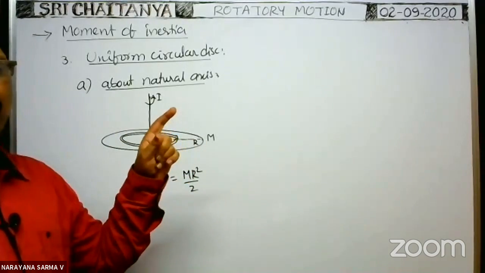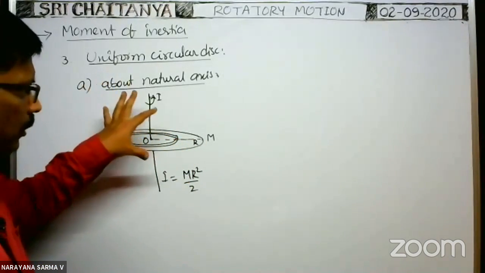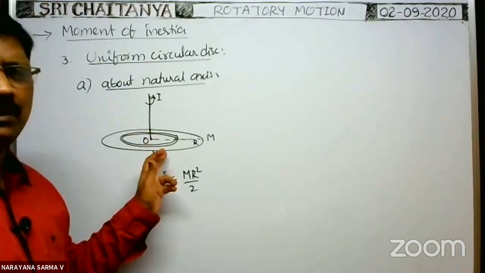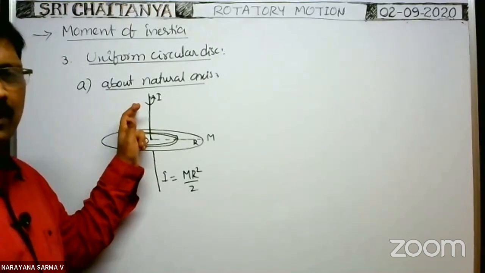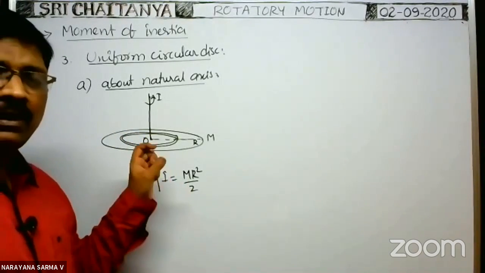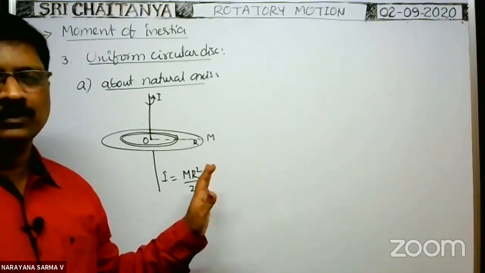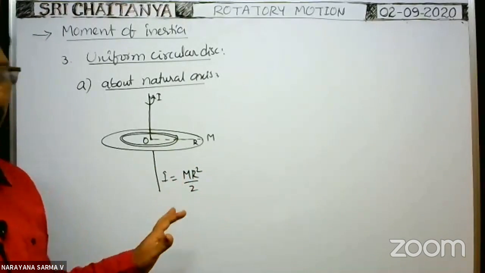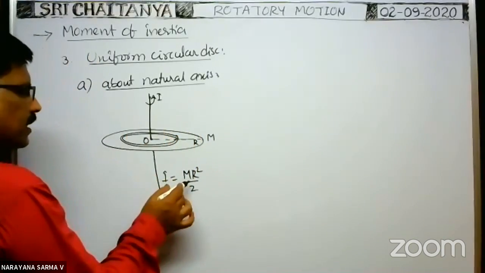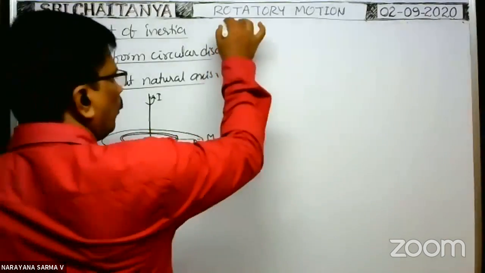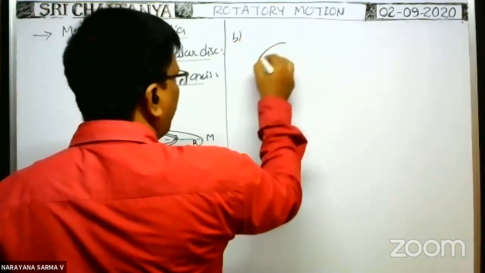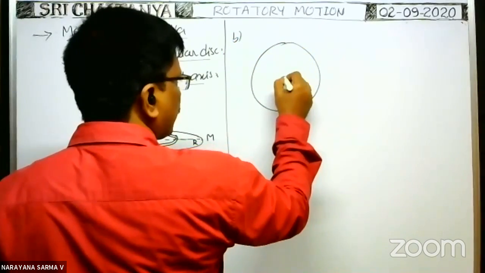I derived this by considering the element, finding the moment of inertia of the element about this axis and integrating, and whatever value I got, that was derived in the video, so you can go through the video if you need. This is the moment of inertia of the disk about the natural axis. Next, about the diametric axis, what is the moment of inertia? About the diametric axis means, suppose this is a circular disk.